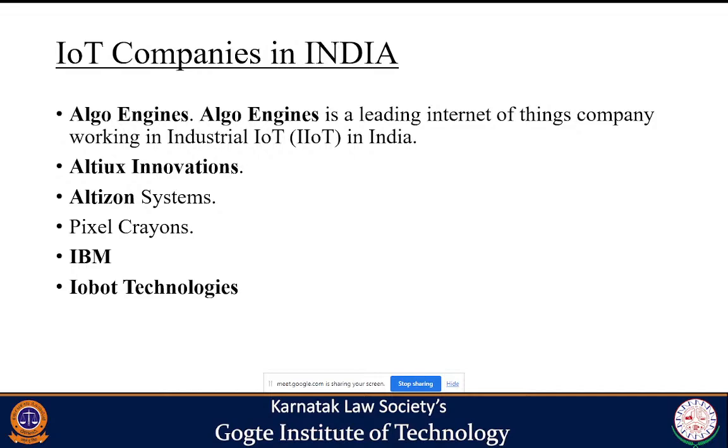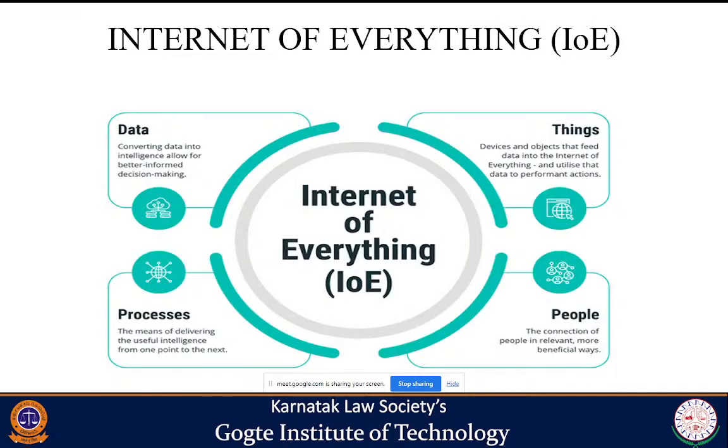So moving forward, about what IoE broadly is. On the screen, you can check the four pillars of IoE, which I have told you initially. It started with the people, the connection of the people in relevant or more beneficial ways, which goes to the process of delivering useful intelligence from one point to the next. And this process uses data, which converts the data into intelligence and allows for better informed decision making.